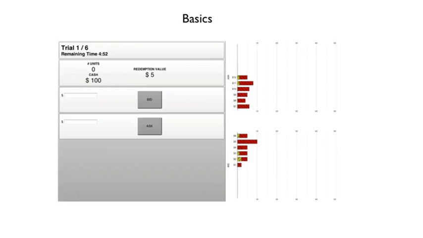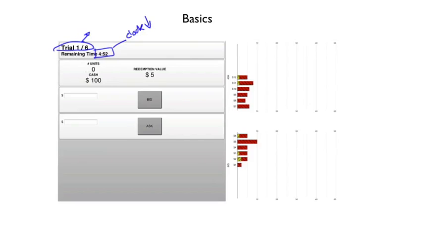And let me describe each component of the screen. This part here just basically tells you what trial you're in. For example, this is the first round out of 6. This clock tells you how much time left there is in the round. So this is a clock that counts down, so you know exactly when trading is going to stop.